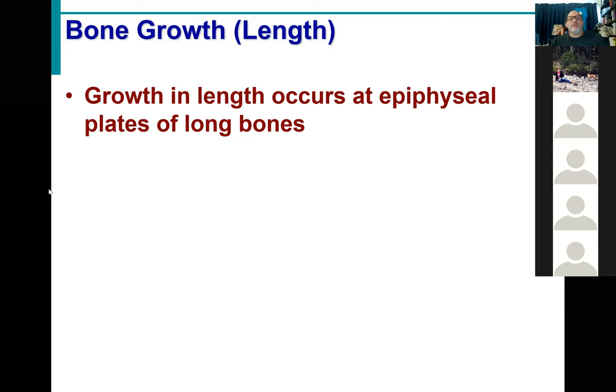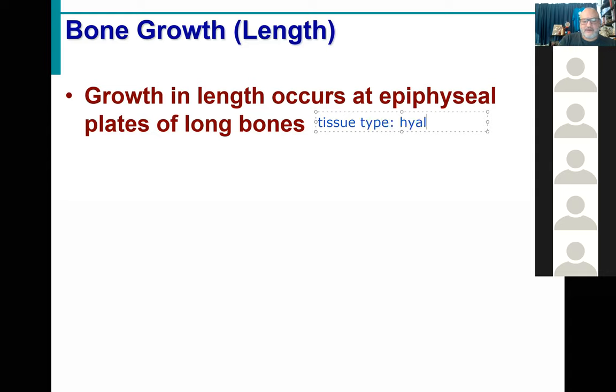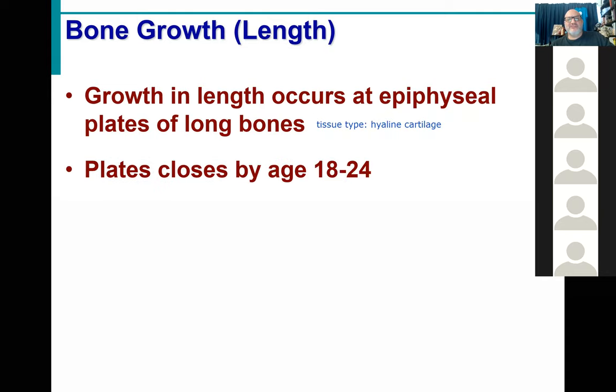All right. We're going to talk first about the growth of bones in length. And as we talked about last time, that growth in length occurs at the epiphyseal plates. And what type of tissue is that epiphyseal plate comprised of again? Hyaline cartilage. Excellent, hyaline cartilage. So that hyaline cartilage within the metaphysis of the bone is where the bone grows in length.